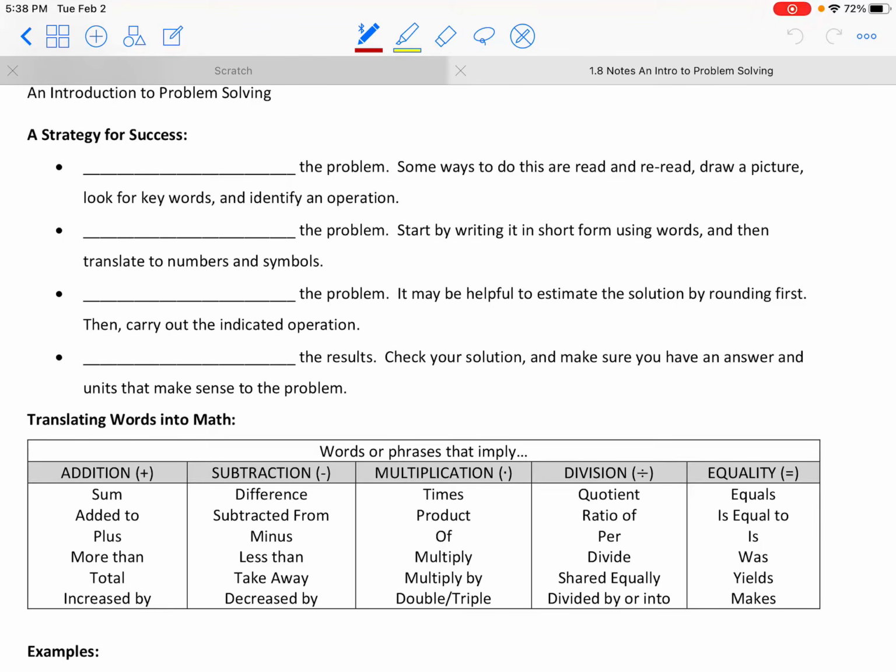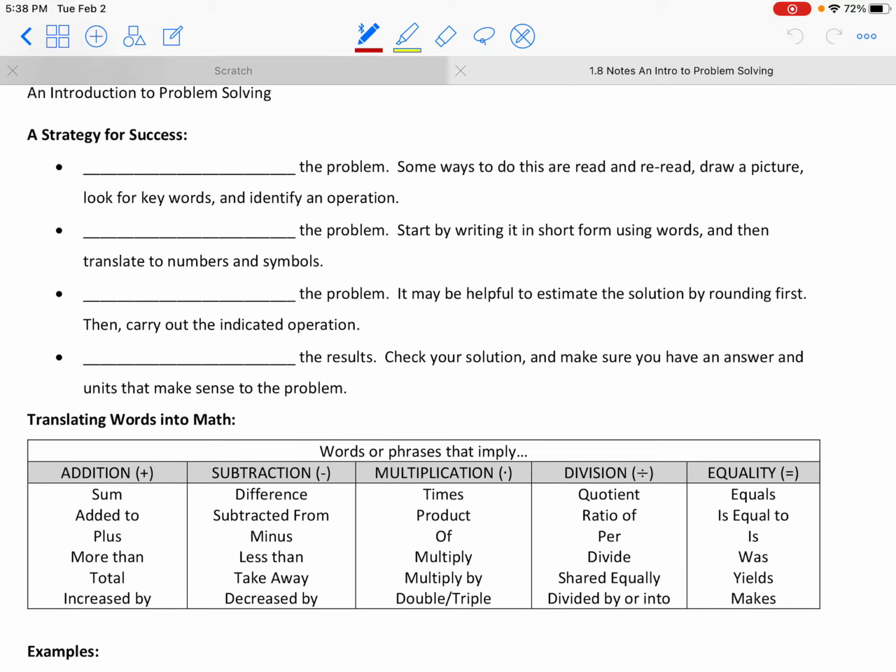Hello and welcome to a lesson on an introduction to problem solving. As we further our mathematical careers and move into algebra, we need to be able to identify keywords and the operations that connect with them, because ultimately the purpose of math is not to add, subtract, multiply, and divide for the sake of doing so.